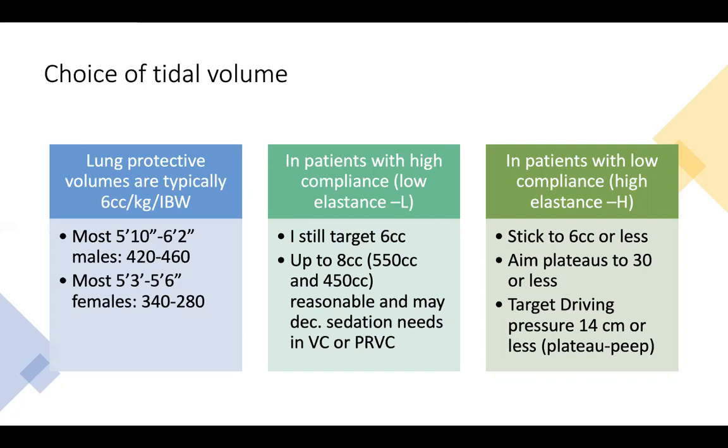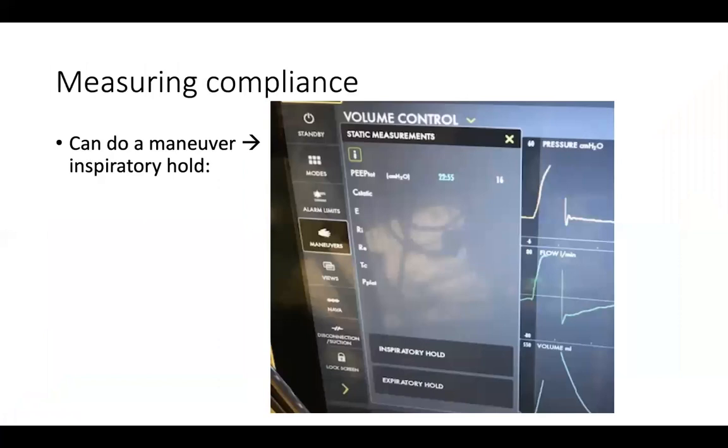This is a suggestion that's been made by the European Respiratory Society. In those patients with severe ARDS and low compliance, though, the goal should be to still stick to 6 cc's or less, aim for plateaus of 30 centimeters of water or less, and a driving pressure, which is the difference between the plateau pressure measured and the PEEP, of 14 centimeters or less. And I'll show you some driving pressures.